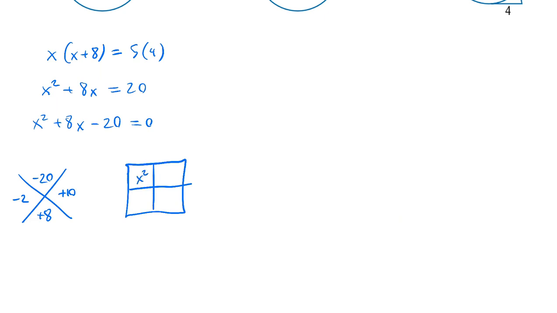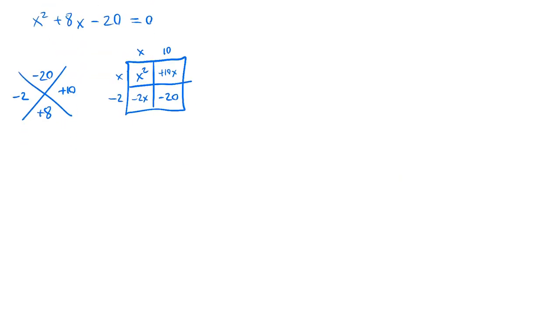Then I put my unchanged first and last term. So first term, last term. And then I put my 8x split. So now I have 10x and negative 2x. And so now I can factor. So I get an x, whoa, not x squared, an x out of that column, a 10 out of this column, an x out of this column, and a negative 2 out of this column. Double checking, those all multiply correctly. So this was x minus 2 times x plus 10 equals 0. So either x minus 2 is 0 or x plus 10 was 0.